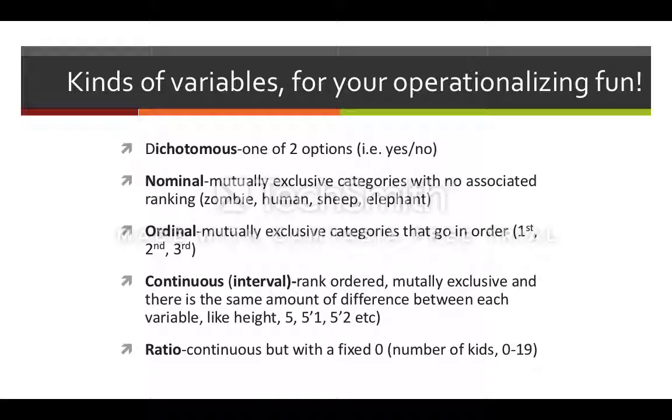A ratio variable is a continuous variable that has a fixed 0 point. So number of children is usually a ratio variable because you can have 0 children, but you can't have less than 0 children.